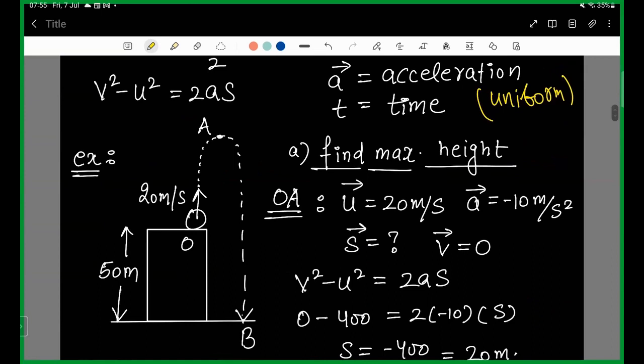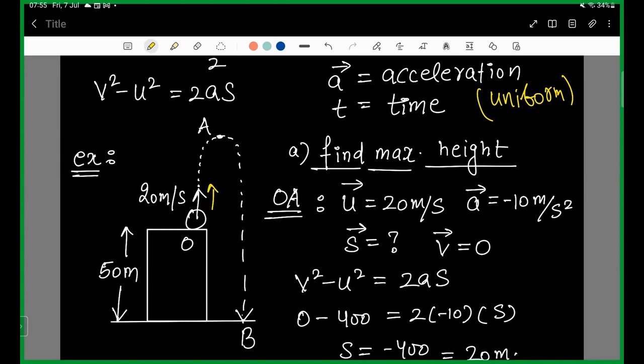Now I want to explain one question in front of you so that you get a very good practice of this. The question is: a ball is thrown up. So we have one ball. We throw this ball up with an initial speed of 20 meters per second. So when I throw a ball up, I give it some velocity. That velocity is 20 meters per second.